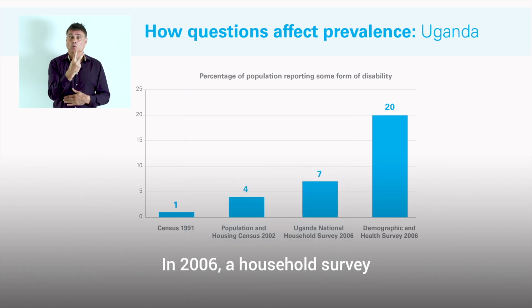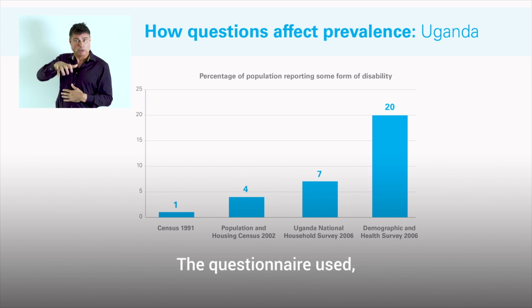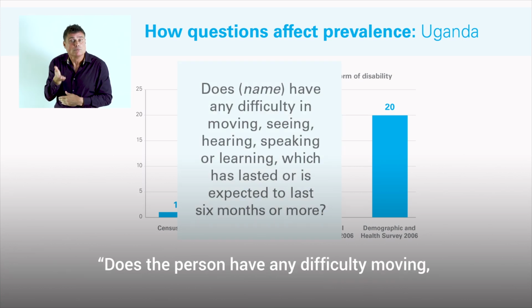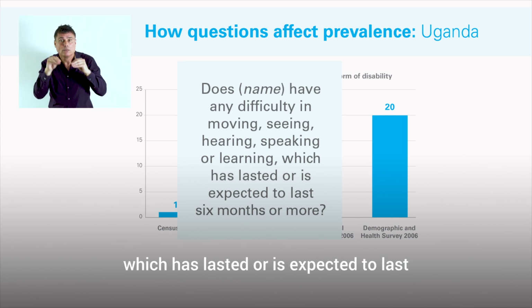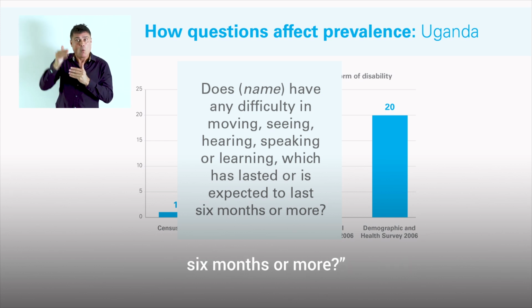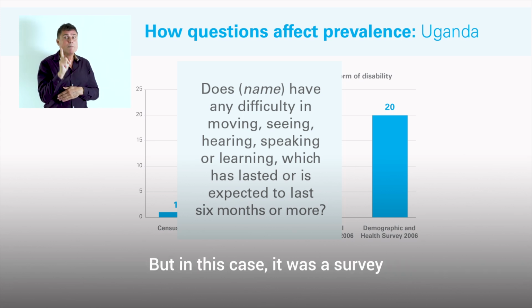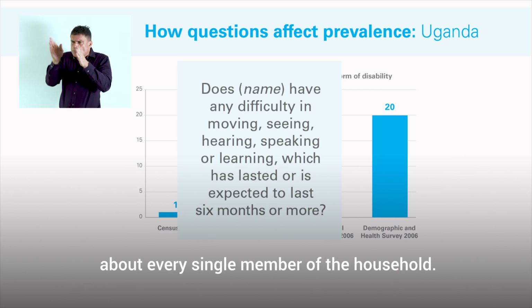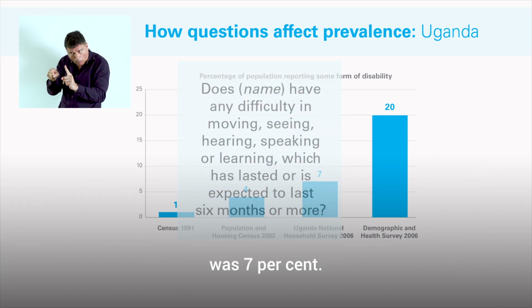In 2006, a household survey was implemented in the country. The questionnaire used to identify persons with disability was the following. Does the person have any difficulty in moving, seeing, hearing, speaking, or learning, which has lasted or is expected to last 6 months or more? The same question used in the 2002 census, but in this case it was a survey, and questions were asked about every single member of the household. The disability prevalence that was produced was 7%.